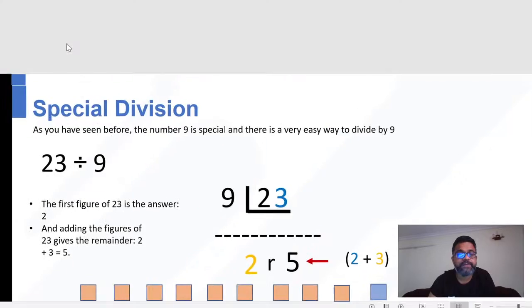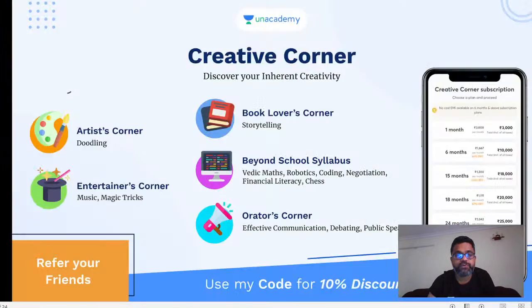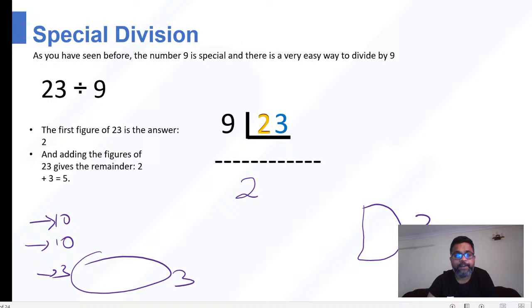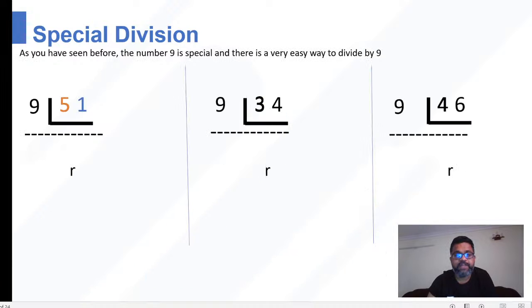And I'll put that in this reading mode so that I get to show you the animation. Okay, so we did that. Now let's look at a few more examples. 51 by 9. You can easily guess it, right? 5 is going to be my quotient, and my remainder is going to be 5 plus 1.